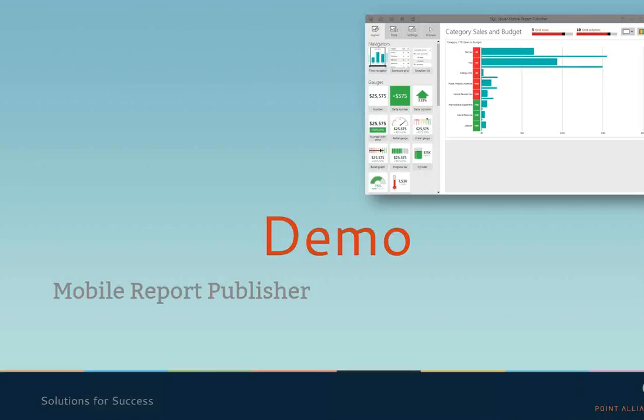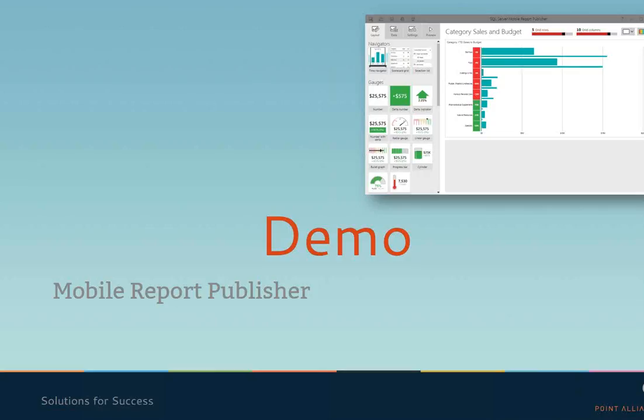That means that on a small device like a phone, the report will adjust the various report objects for the best viewing on that device. If viewing on a larger screen, such as a tablet, then the report will again adjust for the best viewing experience for the end user. Of course, if viewing on a computer, an even different view is going to be generated. So let's take a look at Mobile Report Publisher.